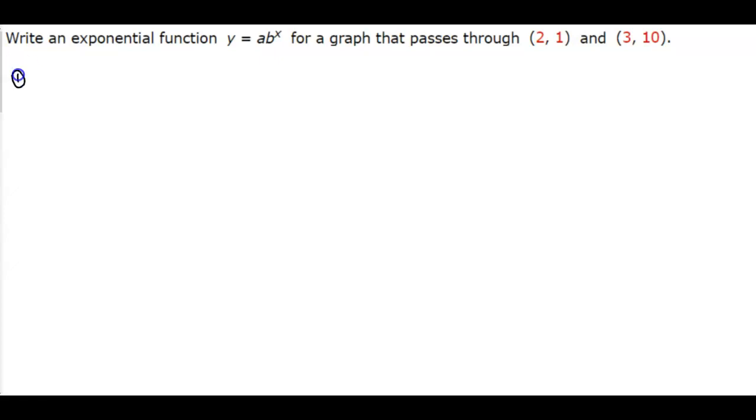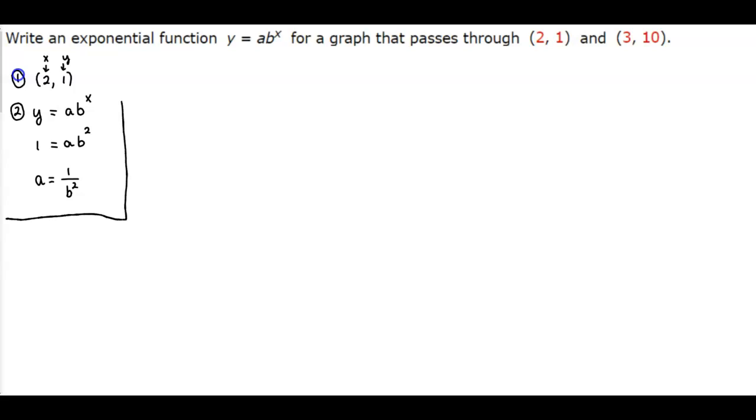So the first ordered pair that we're going to use is (2, 1). We know that this is going to represent x and this is going to represent y. So we're going to plug it into the form y equals ab to the power of x. So y is going to be 1, and this is a times b, and then x is 2. If we want to solve for a, we would divide both sides by b squared. So a is going to equal 1 over b squared.